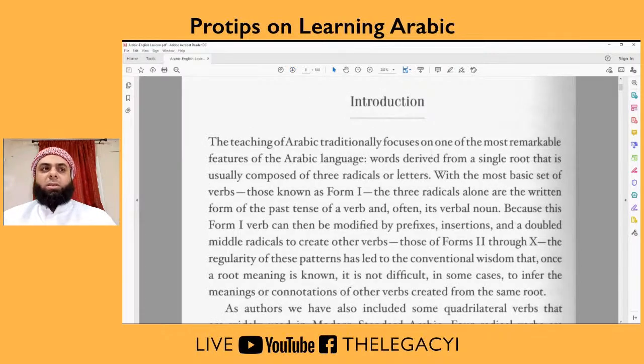The teaching of Arabic traditionally focuses on one of the most remarkable features of the Arabic language, words derived from a single root that is usually composed of three radicals or three letters. At this point, you're probably all aware that the bulk of words in the Arabic language come from three-letter roots, and the Arabic language is very versatile in its ability to derive many different words from a single root. And so you'll have various nouns, adjectives, verbs, all coming from a single root.